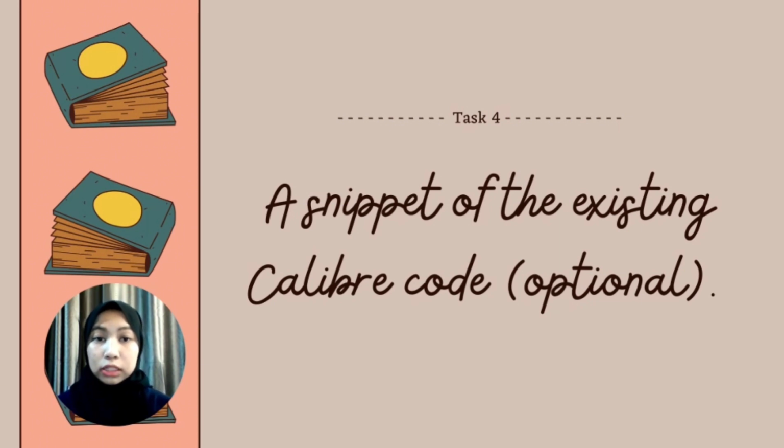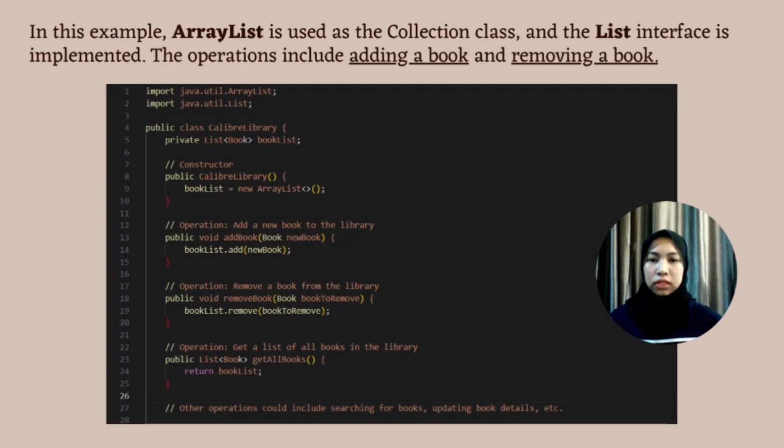I'm going to continue presenting question number 4, which is to present the existing application's code with the output and identify the collection classes and the interfaces used, and also list all the operations from the class and interface for each. In this example, ArrayList is used as the collection class and the List interface is implemented. The operations include adding a book and removing a book.